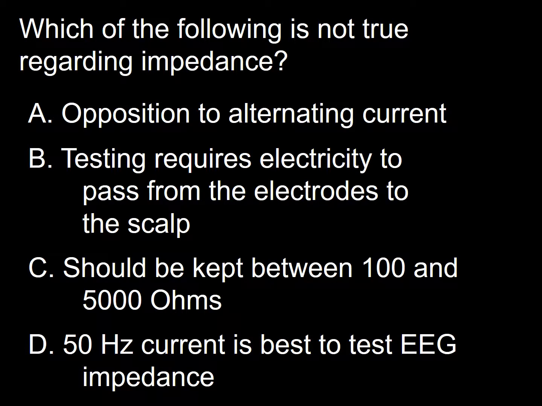Next question. Which of the following is not true regarding impedance? A. Opposition to alternating current. B. Testing requires electricity to pass from the electrodes to the scalp. C. Should be kept between 100 and 500 ohms. D. 50 Hz current is best to test EEG impedance.